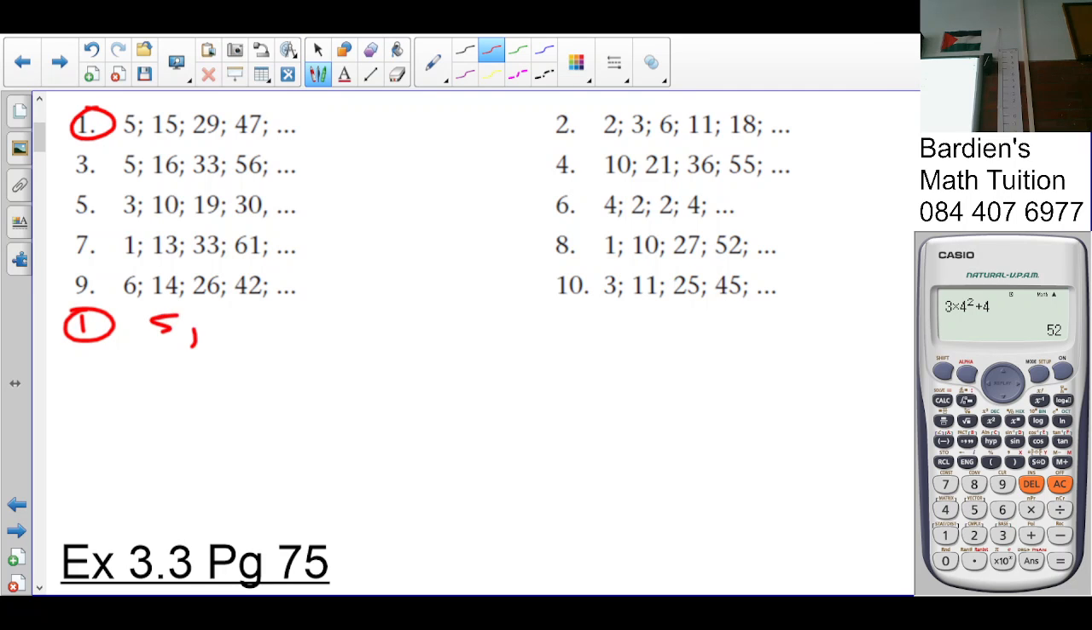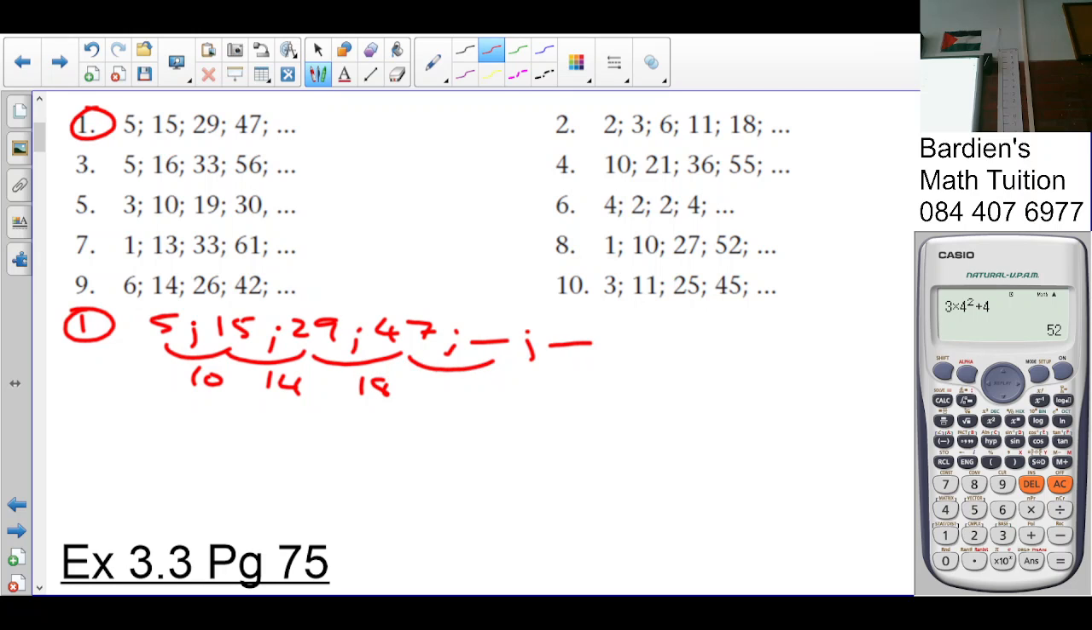Here we are given 5, 15, 29, 47. So the next 2 terms, how do I move from one to the next? You're adding 10, then 14, then, sorry, 18, then 22. So when we get 4, so it's 22, 4 is going to give you 26. 47 plus 22 is 69. It's going to give you 69, then 95. All agree with that?